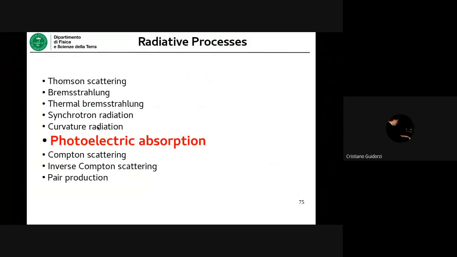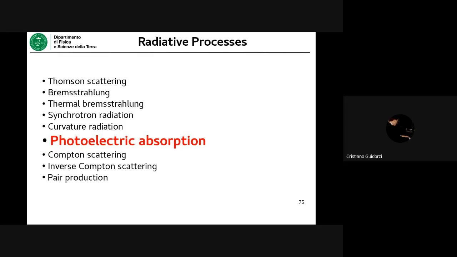Last time, the very last topic we discussed was curvature radiation. Now we begin a sequence of processes which are very relevant, particularly when we move to considering relatively energetic photons. In particular, we'll see that the photon's energy becomes comparable to the rest energy of typical particles such as the electron. So we see that other effects come into play and become dominant essentially.